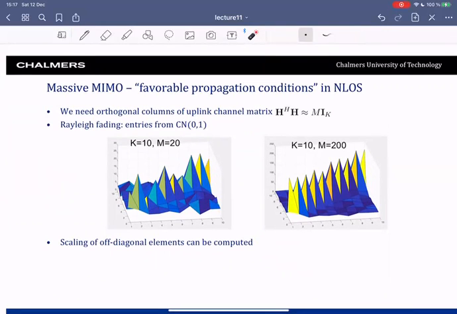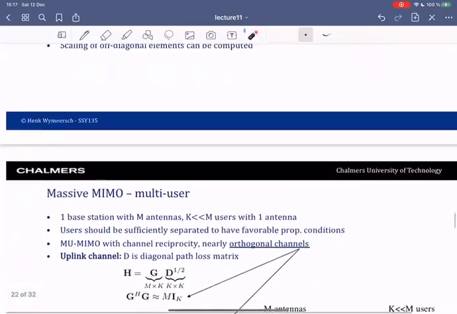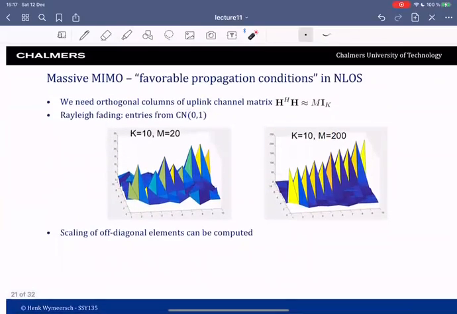Now, in massive MIMO, you can create favorable propagation conditions which allow for linear scaling of the capacity. And there are two scenarios here. The first one is non-line of sight, and we'll first focus on the non-line of sight case. Later we will talk about line of sight. But let's take a quick break now, and then we come back.